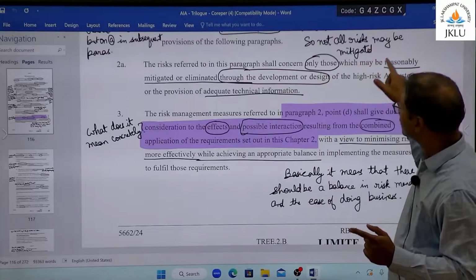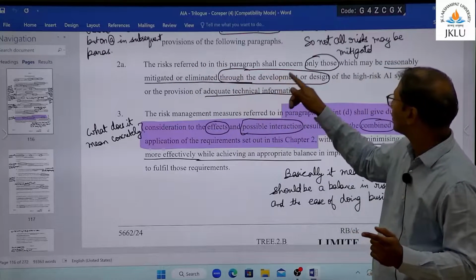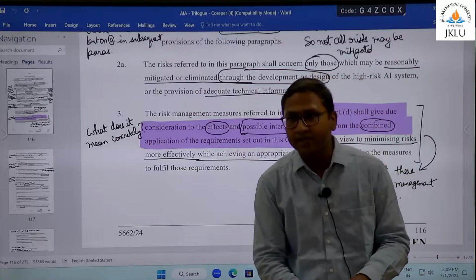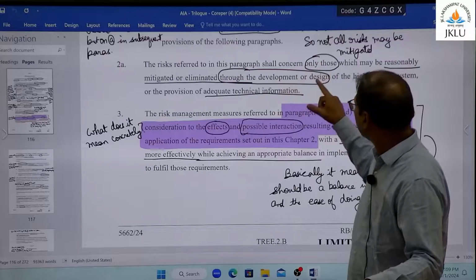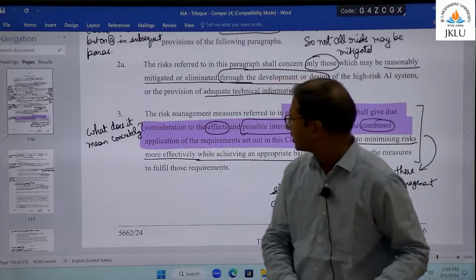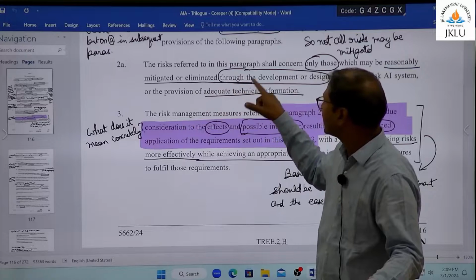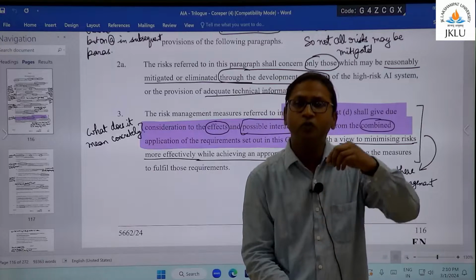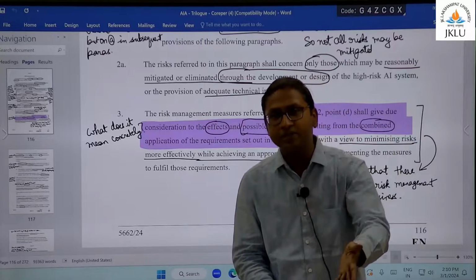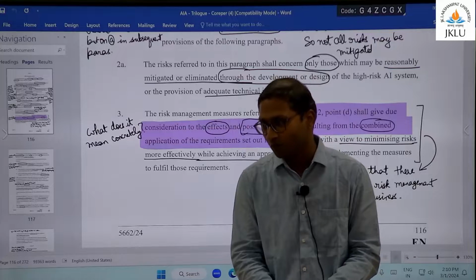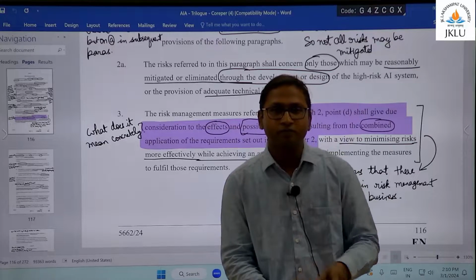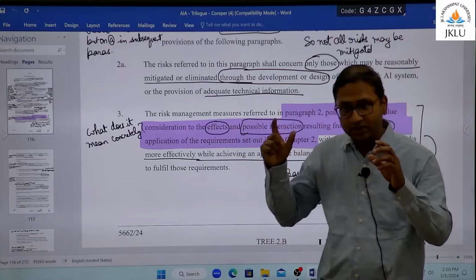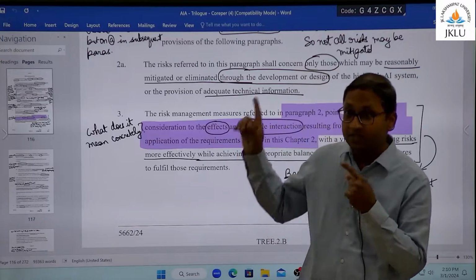Shall concern only those which may be reasonably mitigated or eliminated through development or design. So, what are the risks that can be mitigated through the development or design of a system itself, right? Or the provision of adequate technical information. While we understand in English, how do you achieve this while developing a system? That is super unclear to me. Not just unclear, because how do you decide?